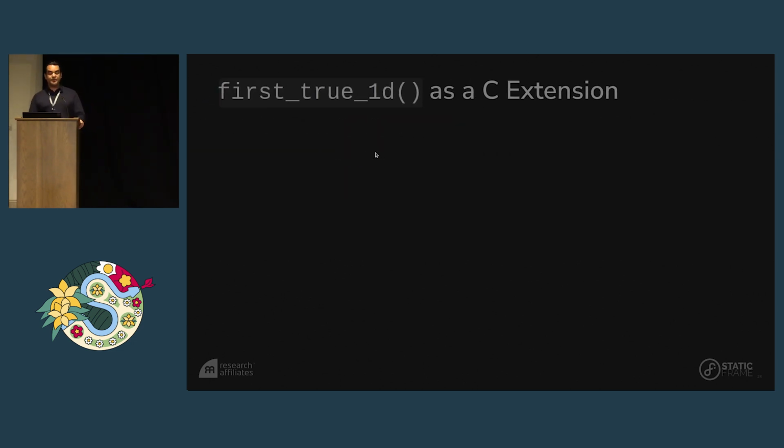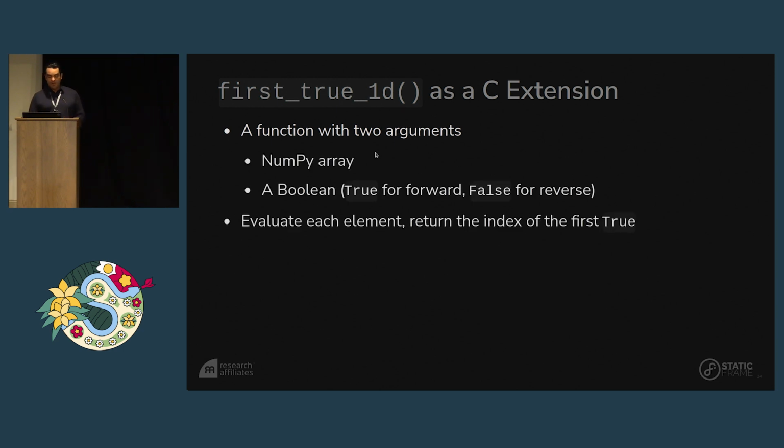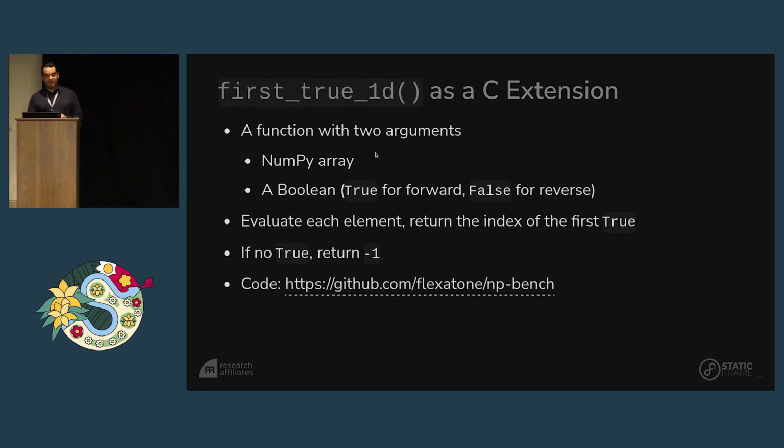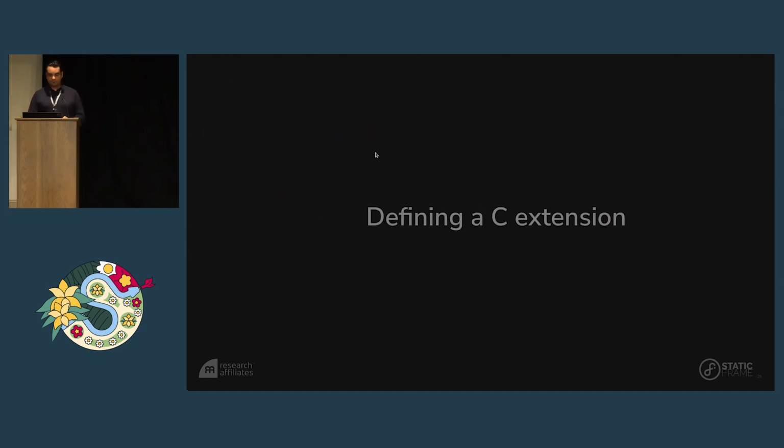All right, so we're going to implement first true 1D as a C extension. It's going to be a function that takes 2 arguments, a NumPy array and a Boolean, and we're going to evaluate each element and return the index of the first true. Seems relatively simple. If we have no true, we'll return -1. And the code for this can be found in the npbench repository. I'll have this link at the end as well.